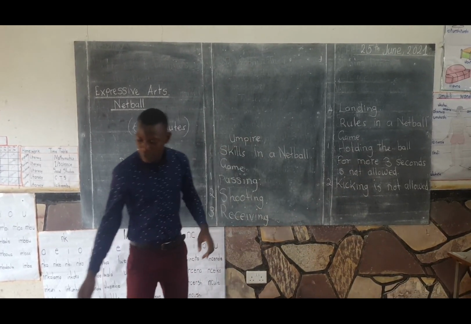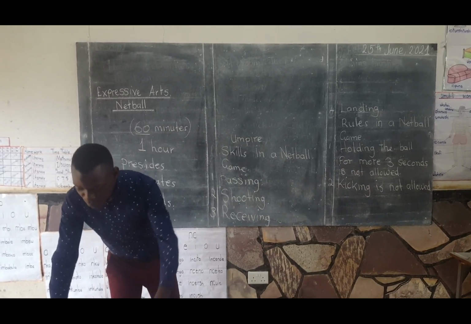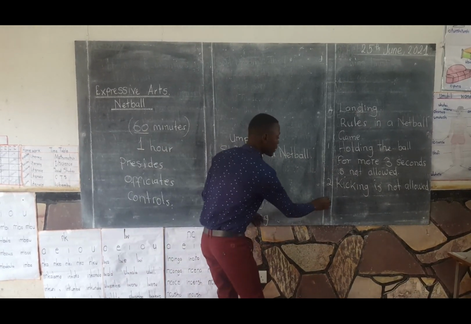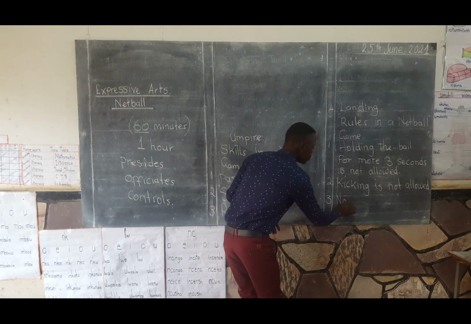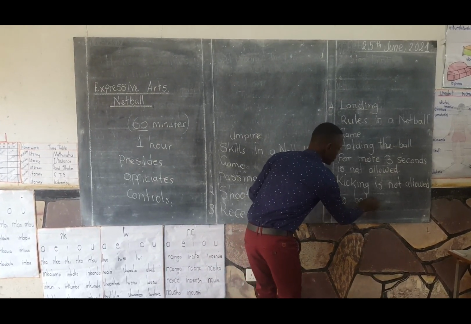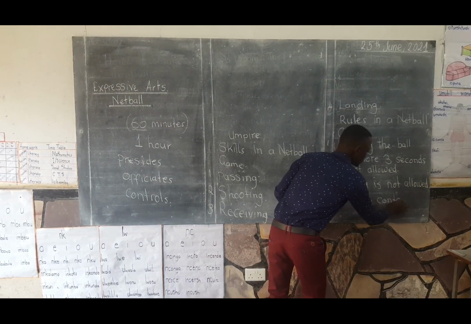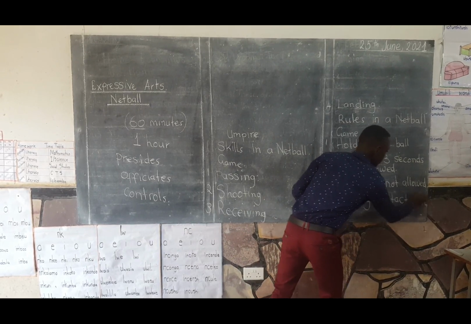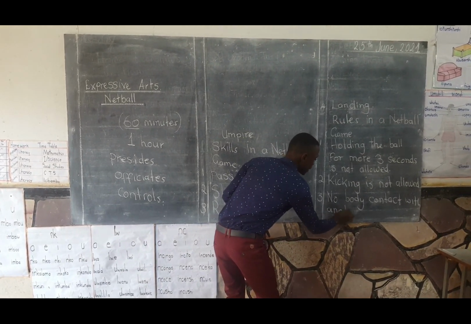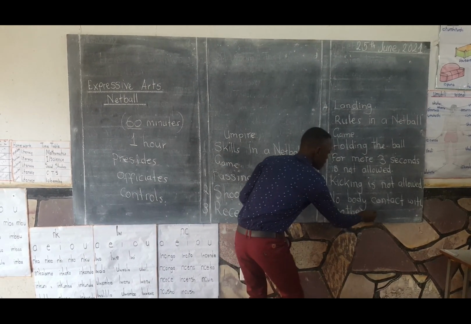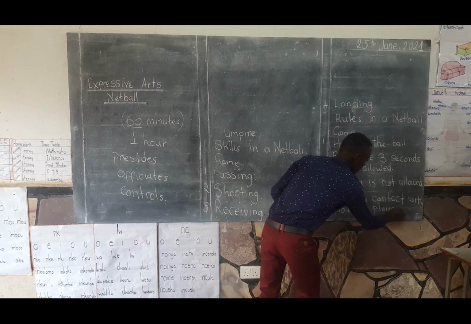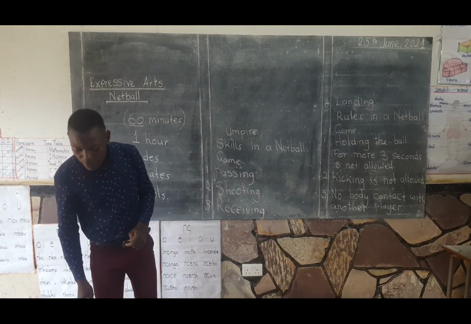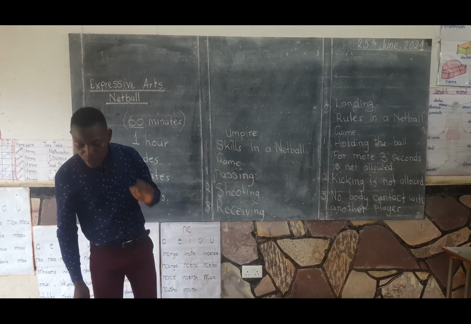Then the other rule we can talk about is that no body contact with another player is allowed. Then the fourth rule we need to understand is that you do not run with the ball.